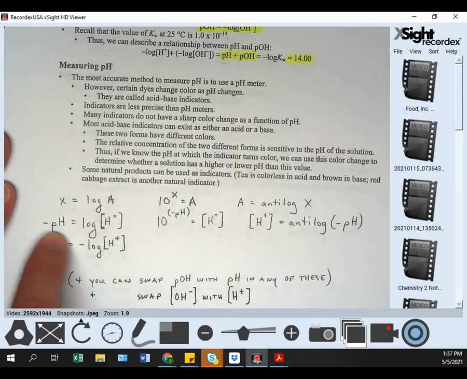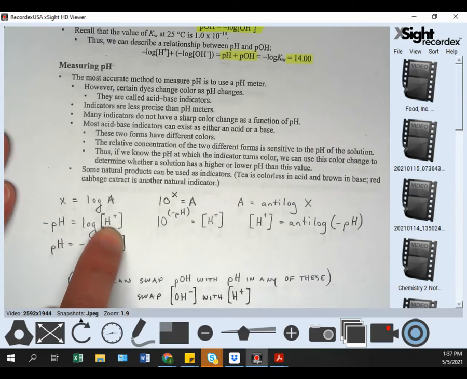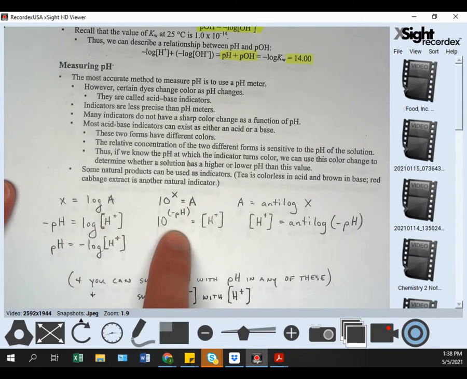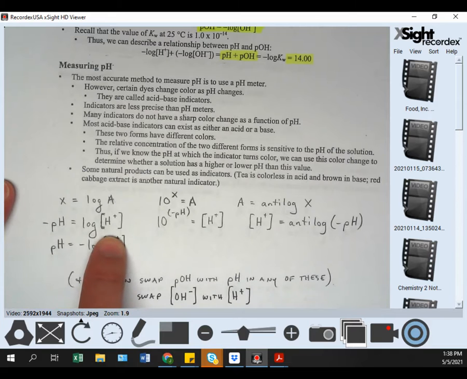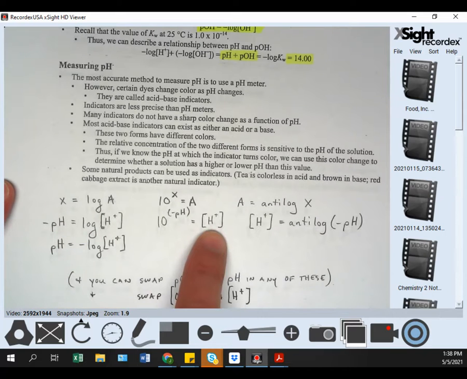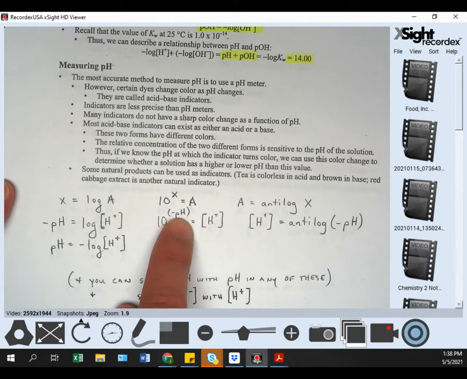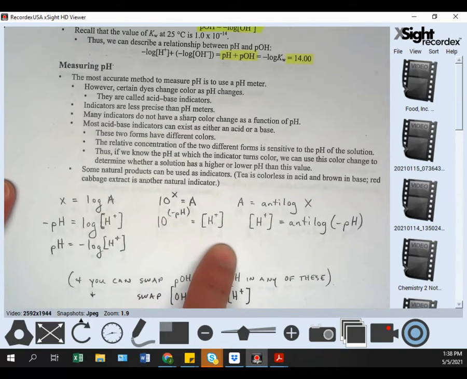So if the negative of the pH equals the log of the concentration of the hydrogen, you can also do it like this if you're solving for one of these. In other words, say they give you pH and they want you to find the concentration of hydrogen. Sometimes people don't know how to undo this. This is how you would do it. You take 10 raised to the negative pH, and that will give you the concentration of hydrogen.